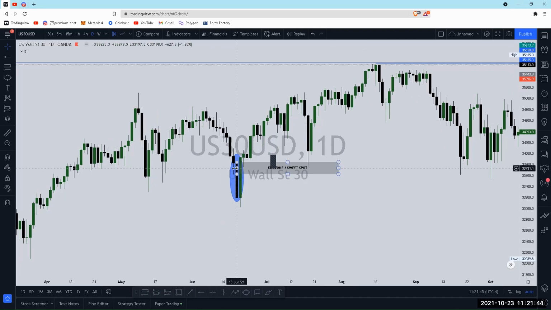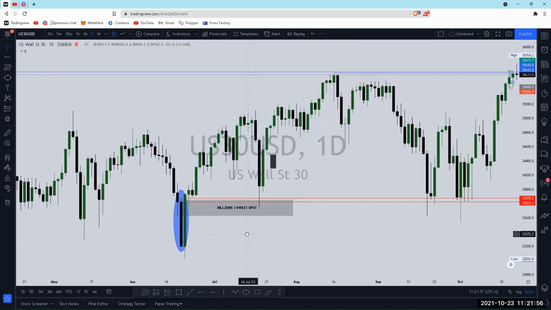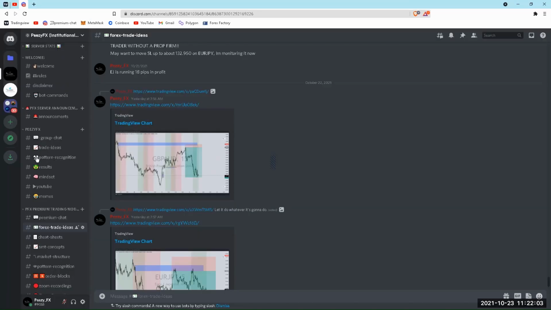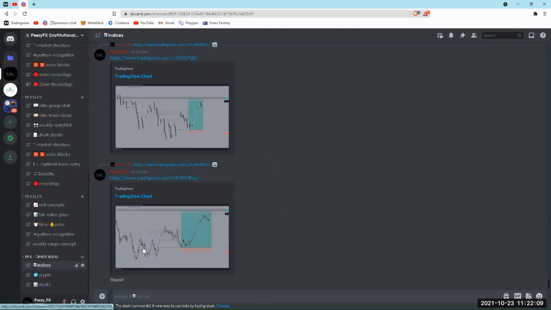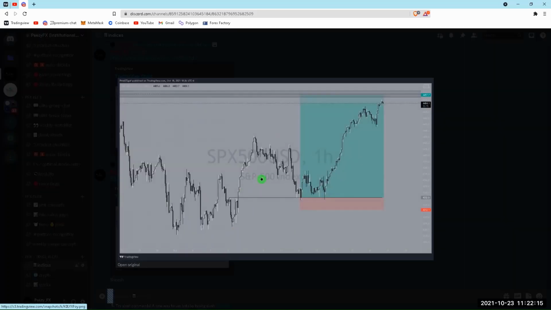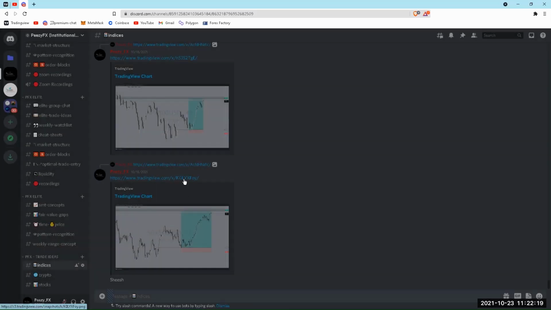So once price came down into the top of this order block right here, in this area where I have these red lines, this is where we participated in a buy position. I have a group down here called indices. And as you can see, here's a trade on SPX 500. This is basically the top 500 companies in the US.